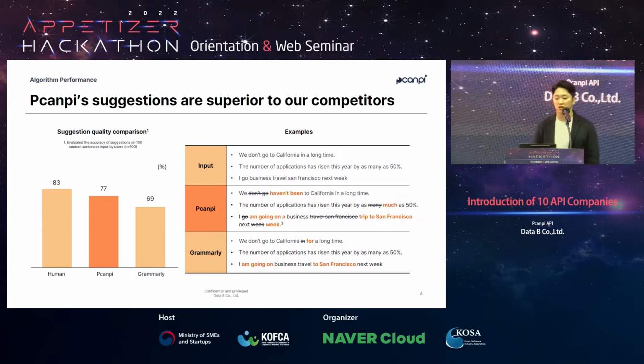PickandPy's suggestions are superior to our competitors. Our own test shows that the quality of PickandPy's suggestions is close to 90% of human suggestions. If you look at some examples, you can see that the suggestions PickandPy offers catch mistakes that our competitor ignores.